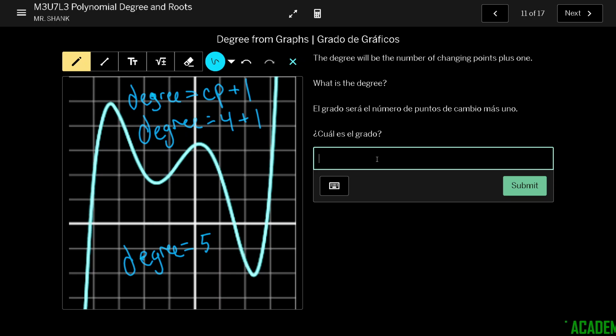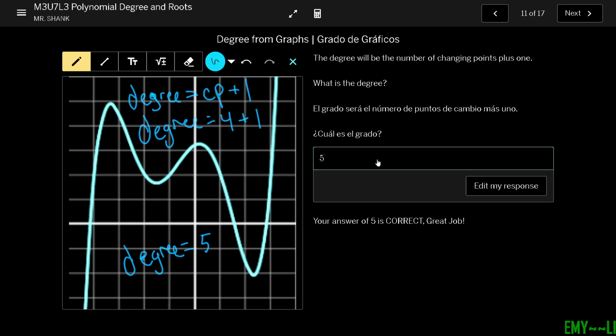So I'd say my degree is equal to 5. And we're good. So all I'm really asking you to do in this unit is be able to count and add. So it's really simple to be able to know a lot of these things and be able to perform a lot of these things just by getting some simple points here.